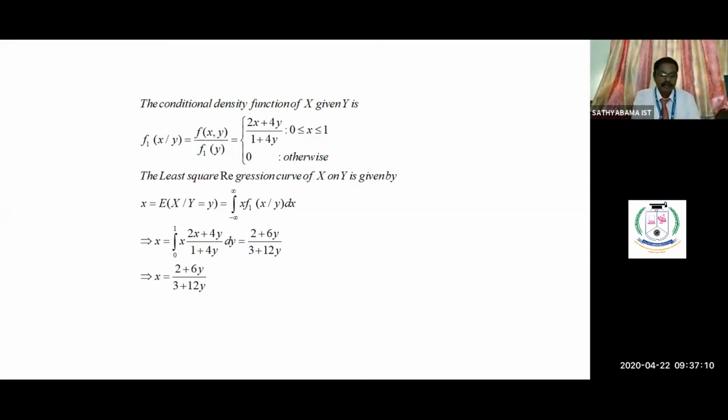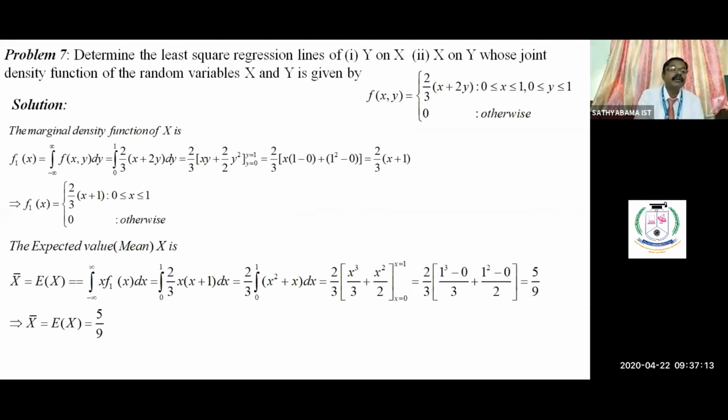Okay. Let us see one more problem of this type for the joint distribution. Here we are asked to find the regression line y on x and x on y. They are given the joint density function f of xy equal to 2 by 3 x plus 2y. It is almost the same problem we discussed earlier. For the marginal density function, we explain here how we integrate 2 by 3 x plus 2y with respect to y.